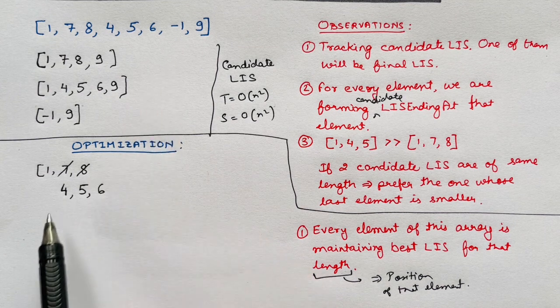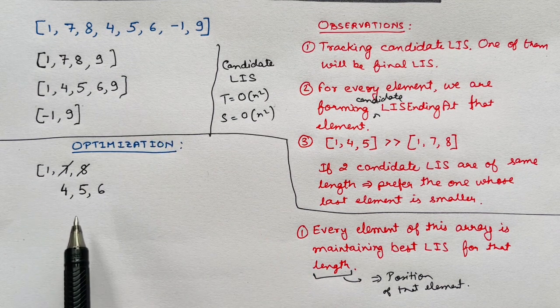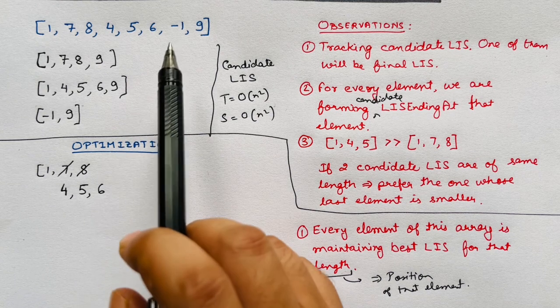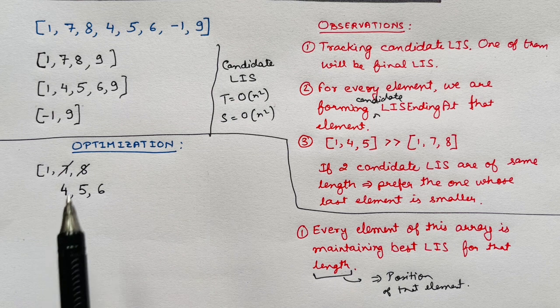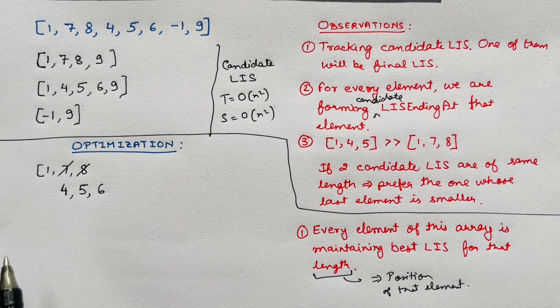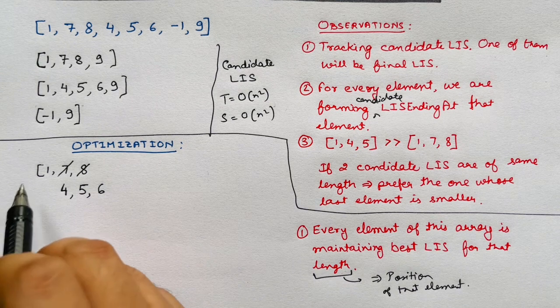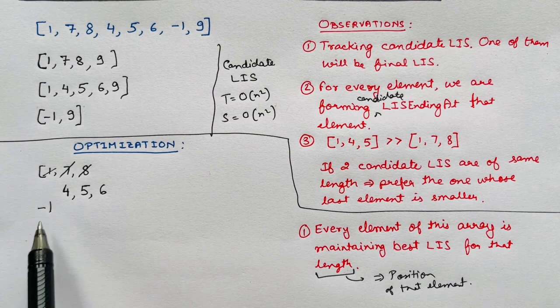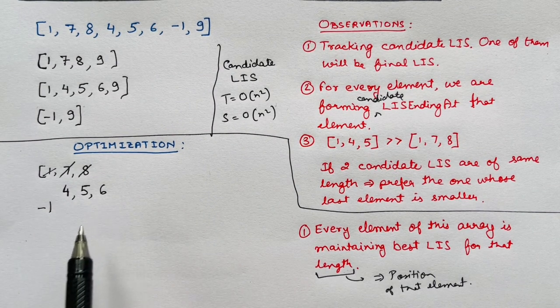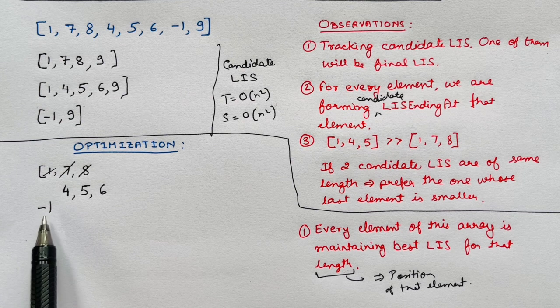Now we encounter -1. It is smaller than all these elements. So the LIS ending at -1 will just be -1, which is of length 1. But our current length 1 LIS is the one that ends at 1. Therefore, we will replace 1 with -1 now. So now our array has elements -1, 4, 5, 6. But what does this denote? This denotes that the best LIS of length 1 is the one that ends at -1.